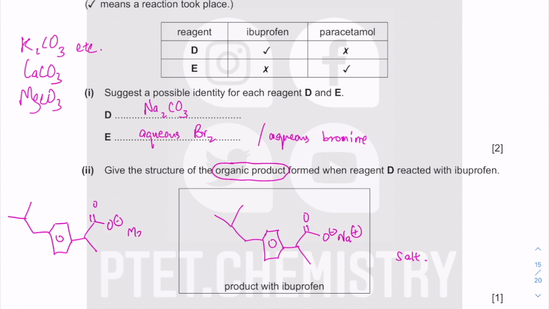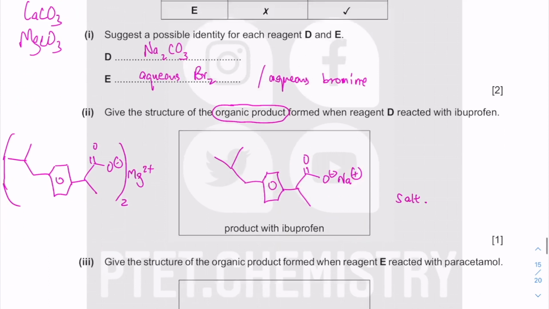So if you use magnesium carbonate or calcium carbonate, you are going to get this because the ratio is 2 plus, so you need 2 of these to balance the charges, okay? But it depends on what you put down here. As long as it's carbonate, it will have been alright, and it follows your answer from the previous bit, but both of these are salt, okay?